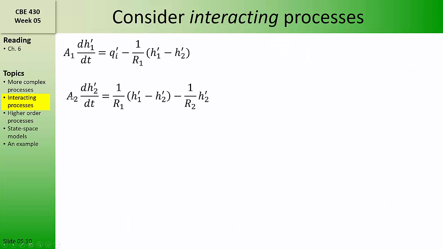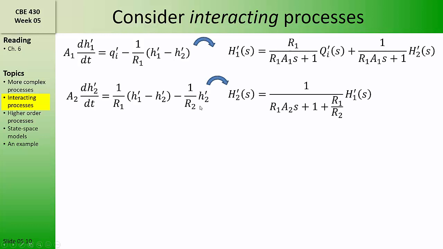Here, recall A1 and A2 are the cross-sectional areas of the tanks, and R1 and R2 represent the resistances to the gravity-driven flow, either between the two tanks for R1 or out of the second tank for R2. The accumulation of fluid in the first tank is equal to the volume flow rate in minus the volume flow rate out, which is related to both H1 and H2 in our new configuration. The accumulation of fluid in the second tank is also related to the flow between the two tanks and the flow rate out of the second tank.